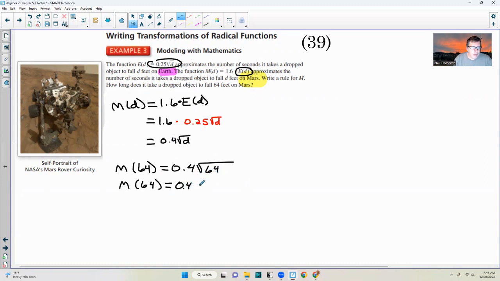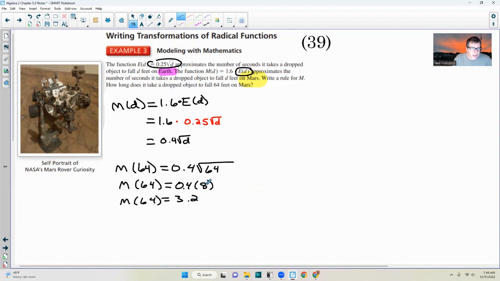0.4. And the square root of 64 is plus or minus 8. But remember, distance can't be negative, so we're going to use the positive. So M of 64 equals 8 times 4, which is 3.2.